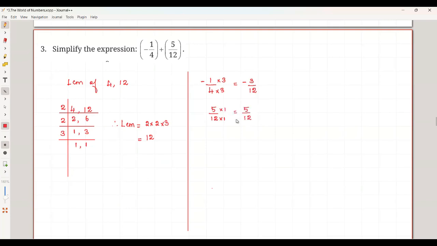Now we can just simplify this: minus 3 by 12 plus 5 by 12. Now both have the same denominator, so keep the same denominator and add the numerators. Minus 3 plus 5 is 2 by 12. So 2 by 12 is nothing but 1 by 6. Okay, 1 by 6 is the answer.